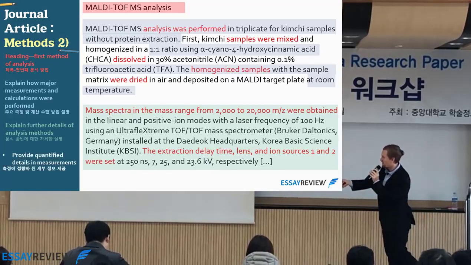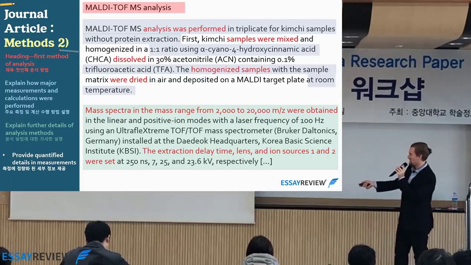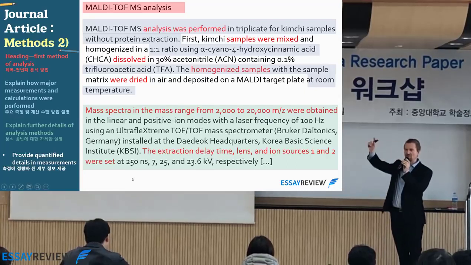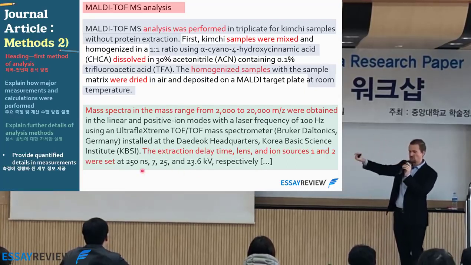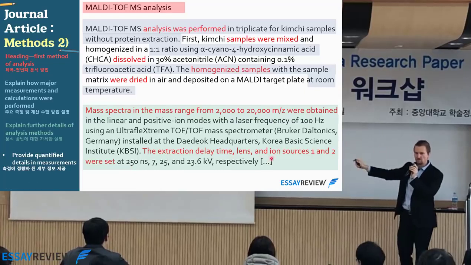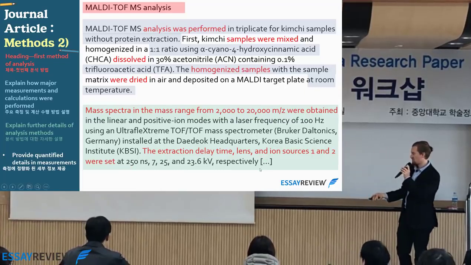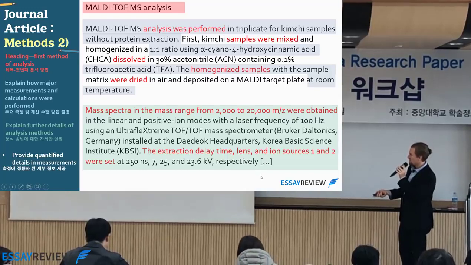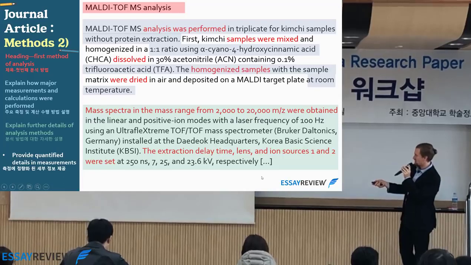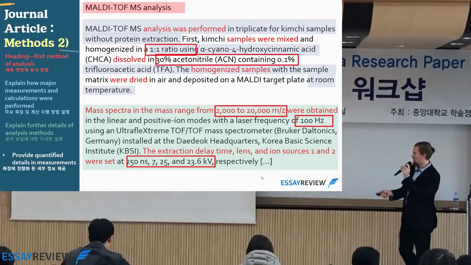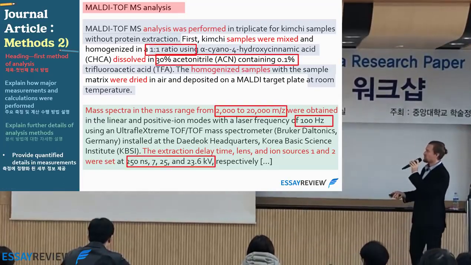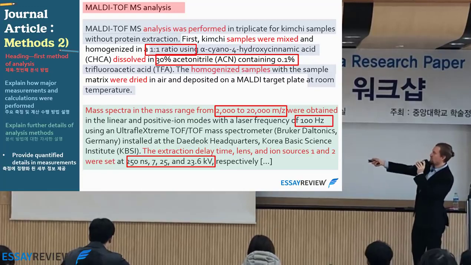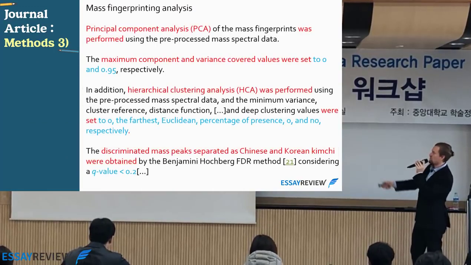Okay, what do I have here? Provide quantified details and measurements. So not just a lot of, many, most, the majority of. Use numbers. You can use a lot of numbers here. So we have a 1-to-1 ratio, 30%, 2,000 to 20,000. You can see this.